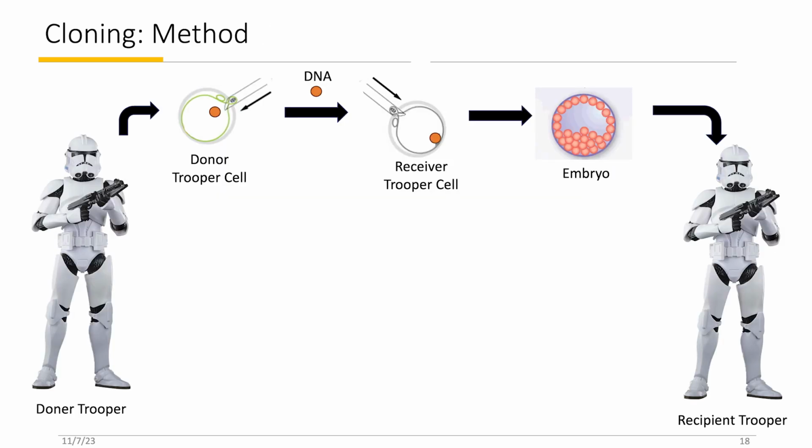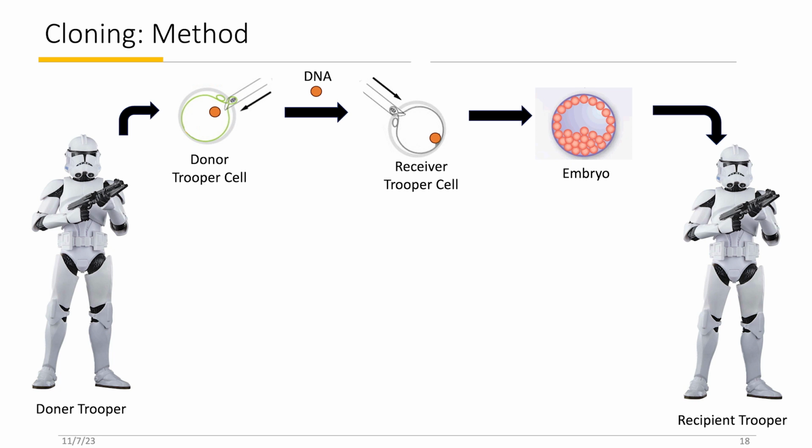So I'm just going to go over some of the methods of cloning here. It's very simple. I'm just giving an example of a stormtrooper. On the left side, you can see a donor stormtrooper, through which researchers will extract the DNA, and later on the extracted DNA will be injected into the recipient cell. Now this recipient cell can be from a recipient trooper.